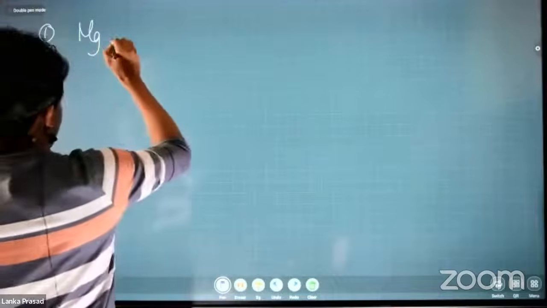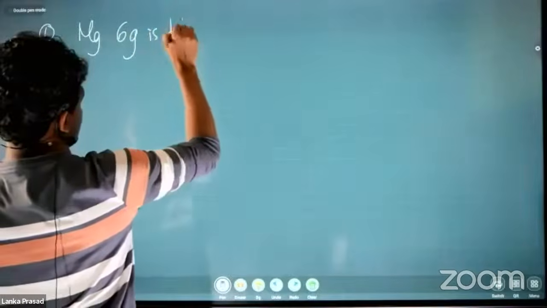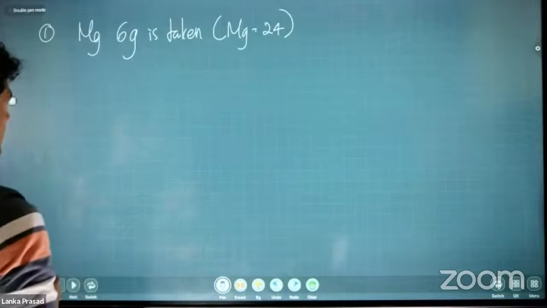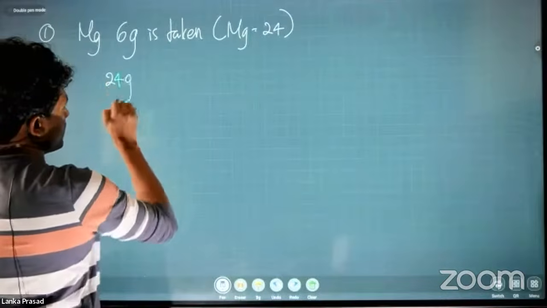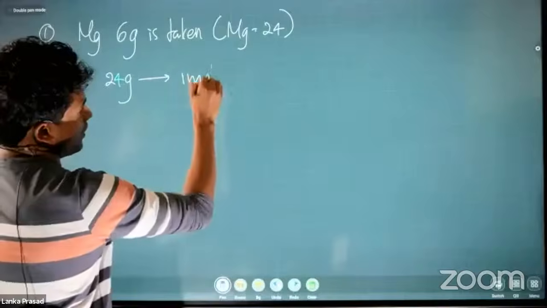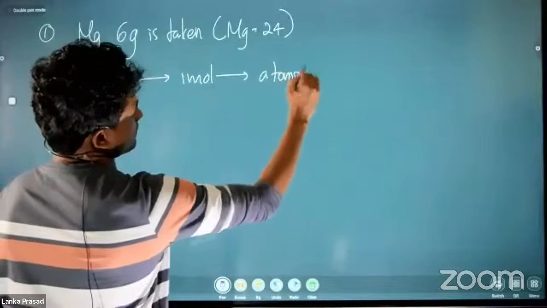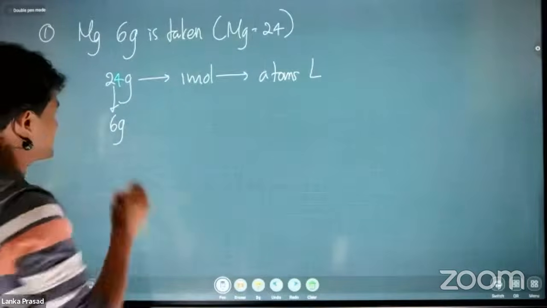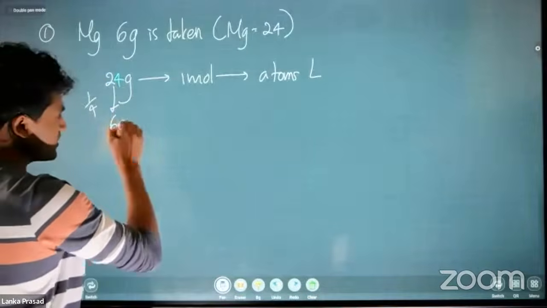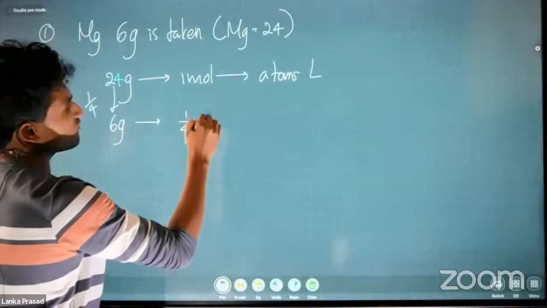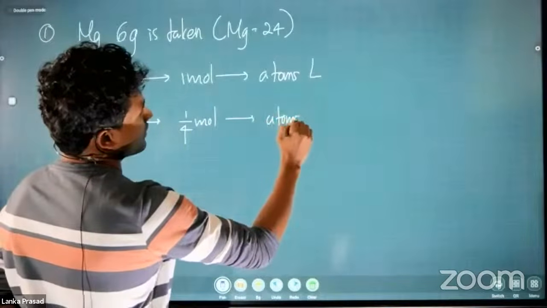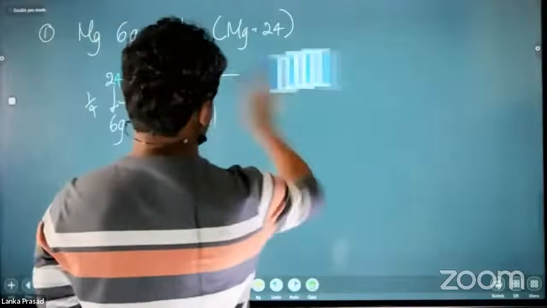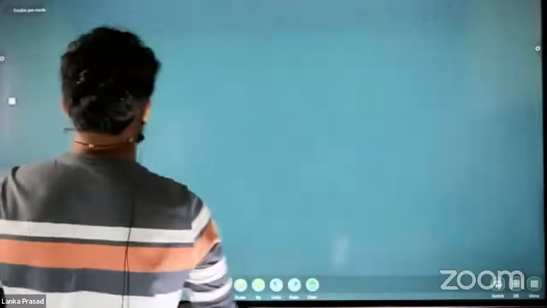Magnesium, 6 grams taken. One magnesium is 24. 24 grams contains 1 mole. 1 mole contains L atoms. Now they have taken 6 grams. 6 grams is 1/4 of that, yes? So that means 1/4 of a mole. That means L atoms divided by 4. Got it? Any questions? Okay, fine. Please try to get the answer for that one.